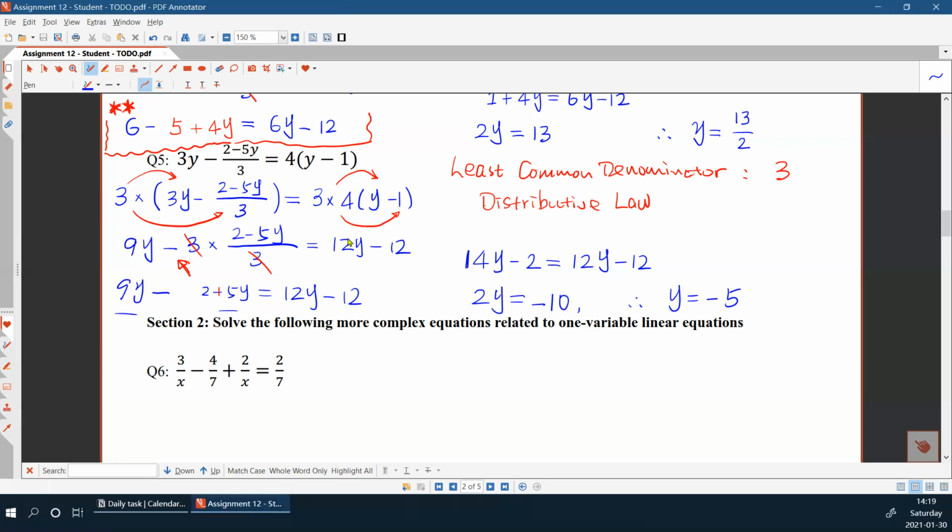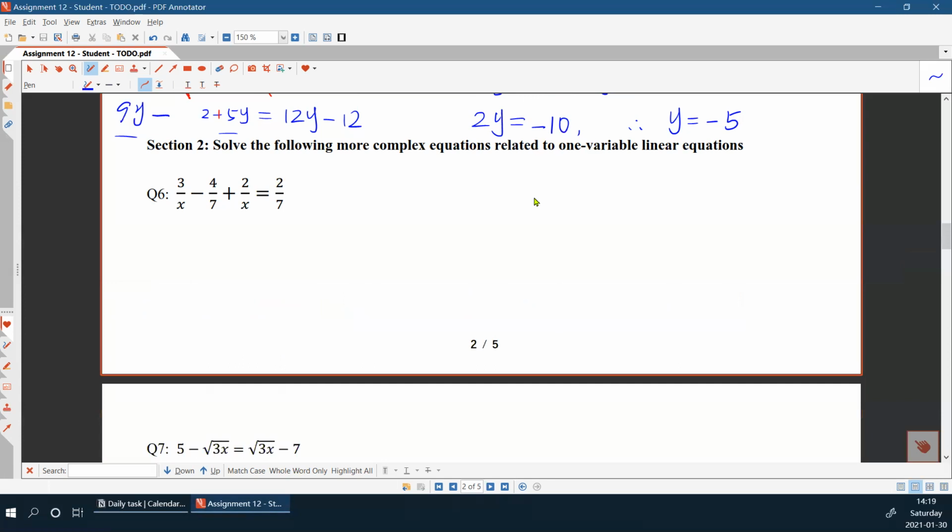Any questions? No? Okay, let's see section 2. Section 2 is about some more complex equations related to the one variable linear equation. At first glance, they may seem not a linear equation, but in fact, when you cancel anything here, you will get something like linear equations. Okay, let's start from question 6.